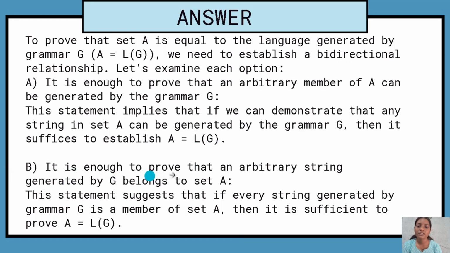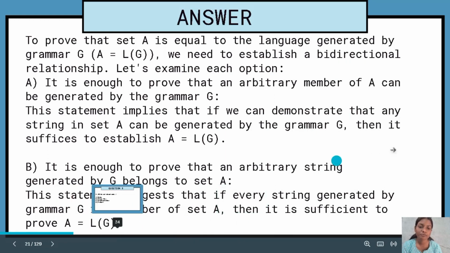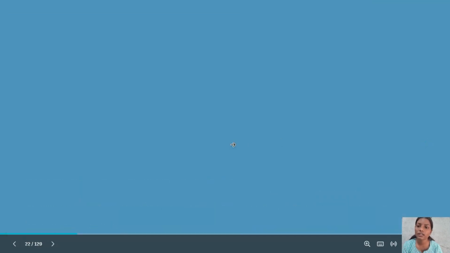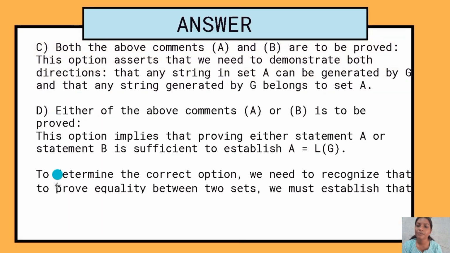B option says it is enough to prove that an arbitrary string generated by G belongs to set A. This statement suggests that if every string generated by the grammar G is a member of set A, then it is sufficient to prove A = L(G). Let's see the remaining two options.